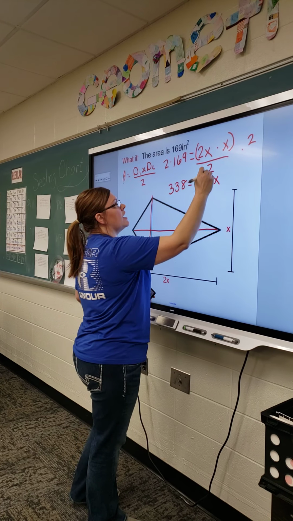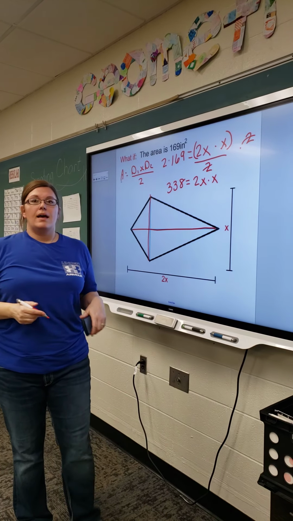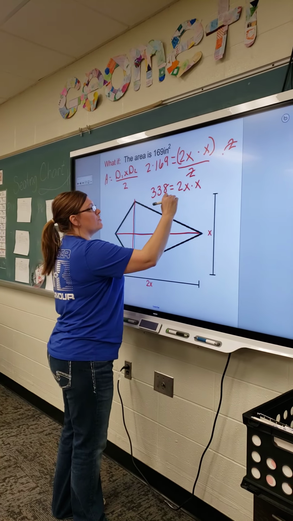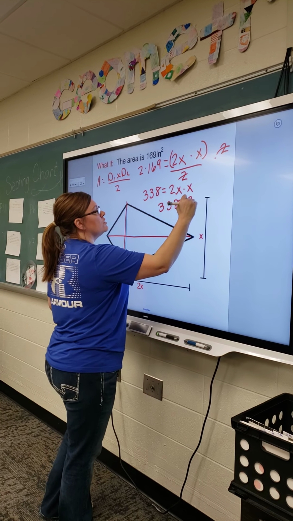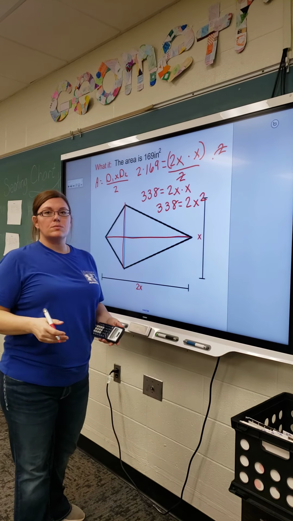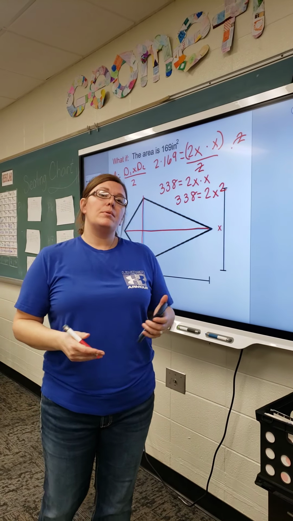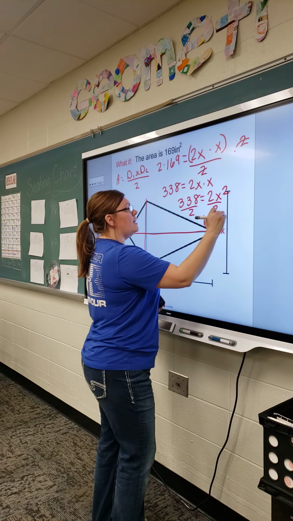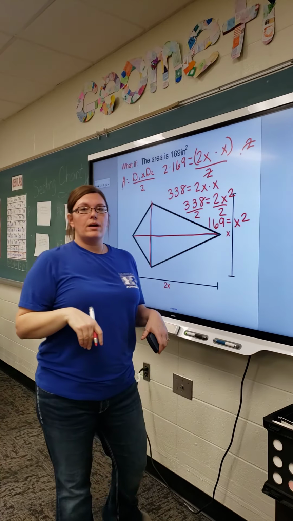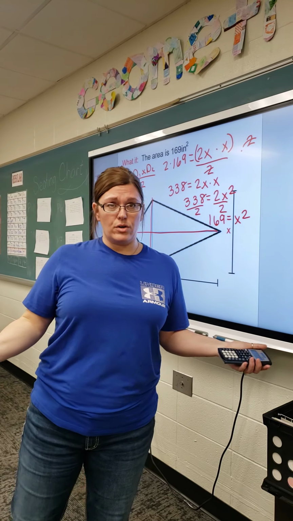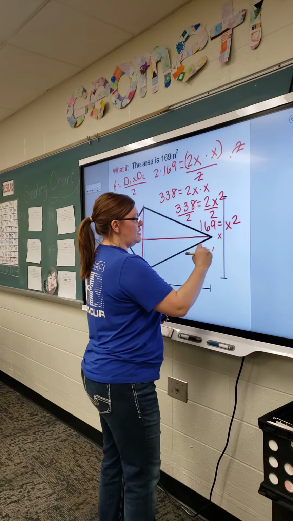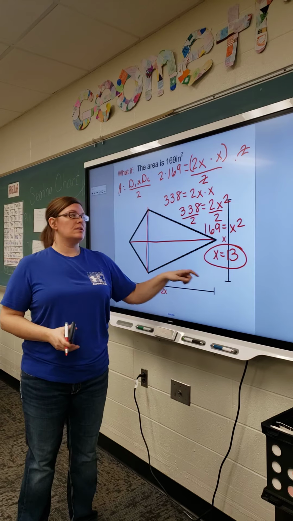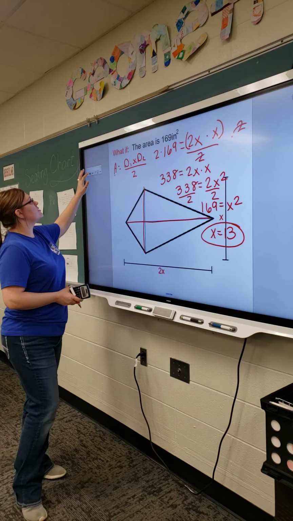equals 2x times x, because those cancel, right? X times x is x squared. So we end up with 338 equals 2x squared. I want to get x squared by itself. I divide both sides by 2. 169 equals x squared. How do I solve for x? You have to take the square root. Square root of 169 is 13. X equals 13. That means the value of this diagonal is 13 units, because that's what it measures.